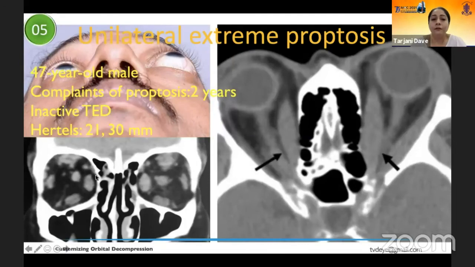Looking at the other difficulties, now this is a case example of a 47-year-old male who has unilateral proptosis. You see the left eye out there. It's a stable disease now. We've established that he's in the inactive phase and he has a Hertel's difference of about 9 to 10 millimeters. If you look at his scans, he has a little bit of muscle enlargement also here, but there's a good enough amount of fat that you have for him.